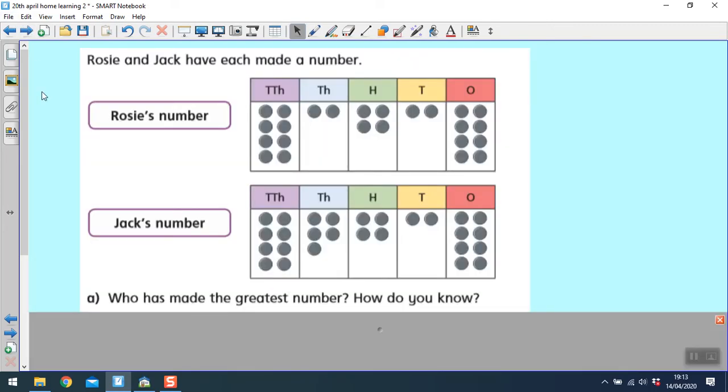Rosie and Jack have each made a number. Rosie's number is at the top and Jack's number is at the bottom. Who has made the biggest number and how do you know? What I want you to do is write down on some paper how big Rosie's number is and how big Jack's number is, and then have a go at explaining which is the bigger number and how do you know. Pause the video now.